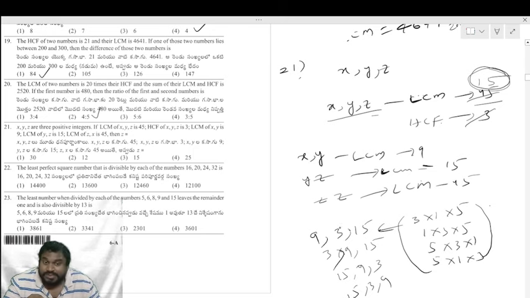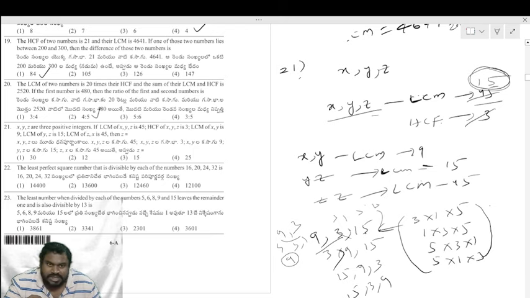Among them, choose the one where the LCM is satisfied. LCM of x and y should become 9, LCM of y and z should be 15, and LCM of z and x should be 45. Which is satisfying all of these pairs? Take the LCM of 9 and 3. 3 threes are 9, so it is satisfying. And the LCM of y and z is 15: 3 ones are 3, 3 fives are 15.